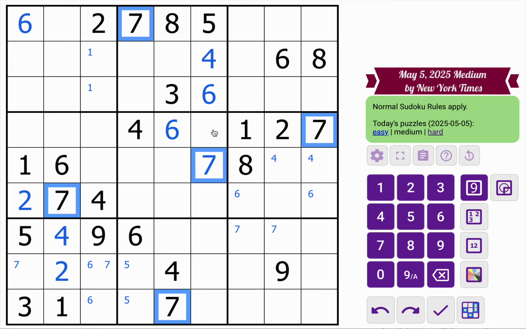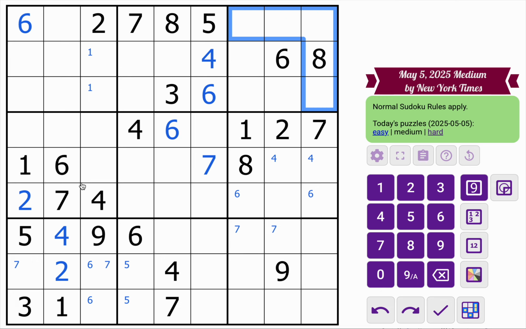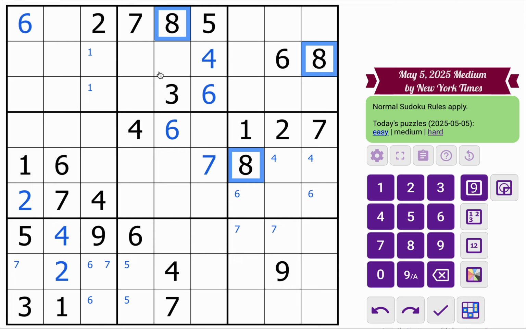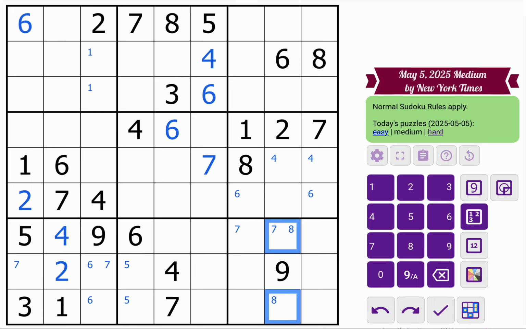So what can we tell about the 7 here? There are 3 potential locations, so we can't tell much. Here too there are many, so let's move on to 8. 3, it has to be in the bottom row here.